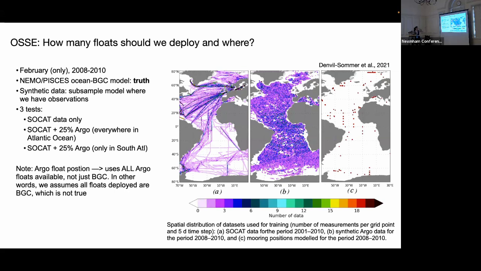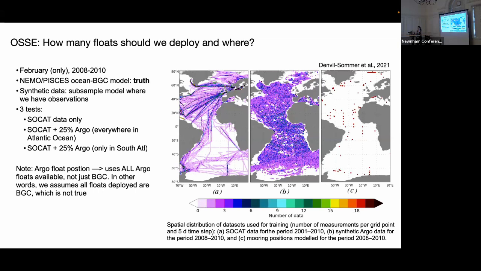We use model output from the NEMO-PISCES model, an ocean biogeochemical model at 1/4 degree resolution, and we assume that the model is the truth. So we have the pCO2 field from the model, and we assume that it is correct. What we want to do is test how different observation designs are capable of reconstructing that pCO2 field. So we subsample the model and create synthetic data, pseudo-observations, at the locations and times where we had actual observations.